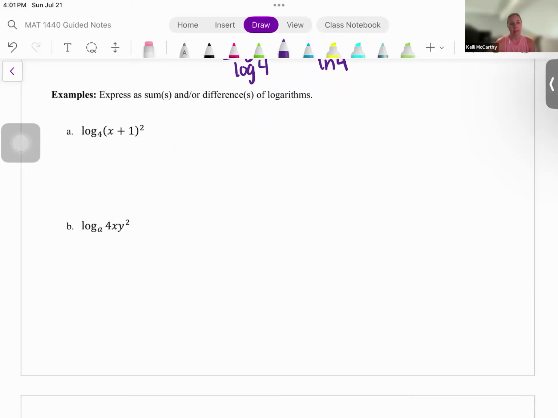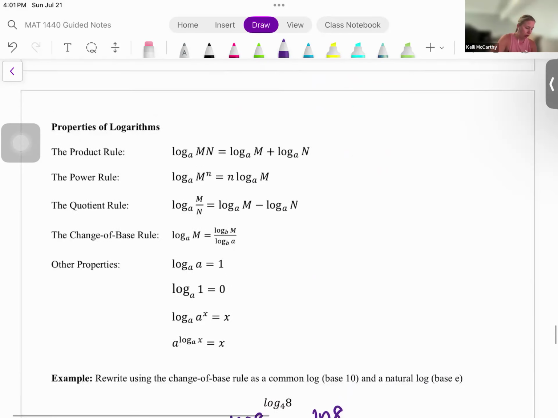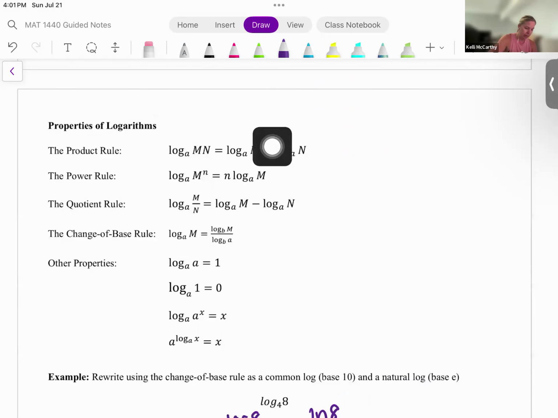The next set of examples, we're going to express the logarithm as the sum or difference of logarithms. In other words, we're going to expand these logarithmic expressions using those properties we had above. So we're going to be starting from this side and expanding to this side. So from here to here.